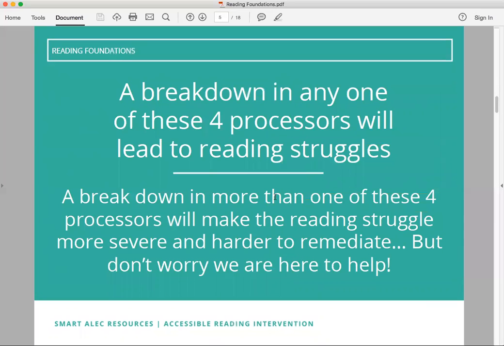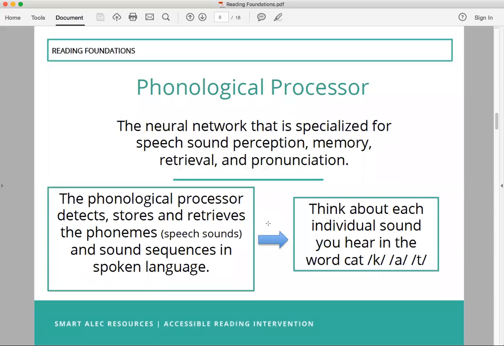A breakdown in any one of these 4 processors is going to lead to reading struggles. Of course, depending on which processor is struggling, we're going to have a different presentation of that reading struggle. But again, if we have multiple processes breaking down, then we've got even more work that needs to be done. But don't worry, we're able to remediate a number of these things. It just takes time, and of course, the more breakdowns that we have, the longer it's going to take. But that's okay. That doesn't mean that it can't be helped.